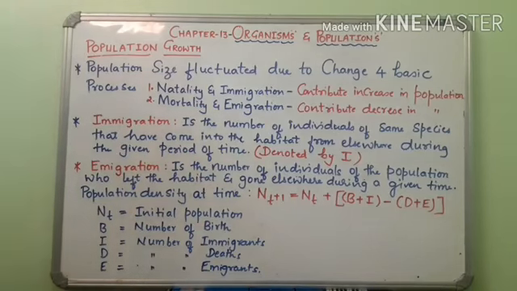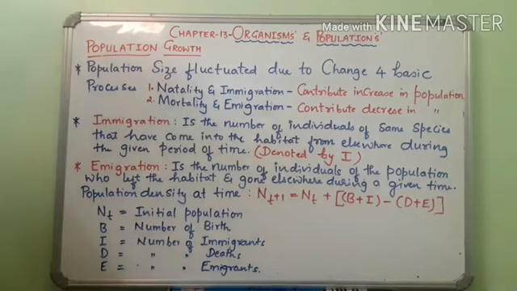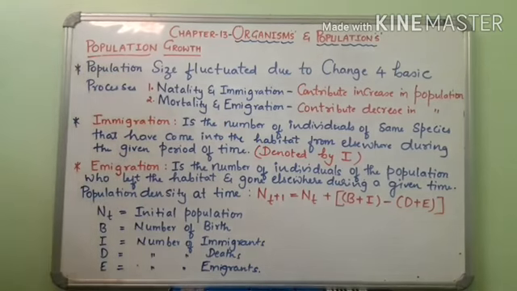So next, the population size fluctuates due to change in 4 basic processes, that is natality, birth rate, and immigration. If individuals come from another place to the habitat, it contributes to increase in population. Mortality means death, and emigration, leaving the habitat, makes the population decrease. These 4 are very important basic processes which bring fluctuation in population size.